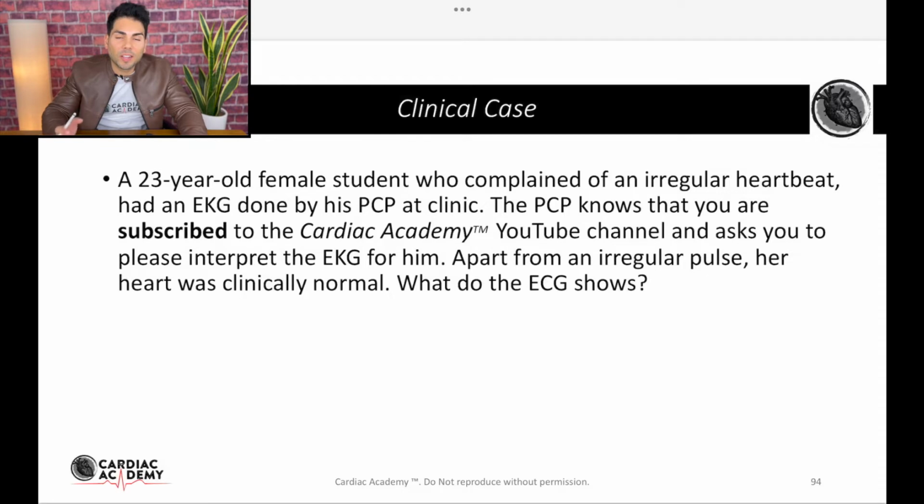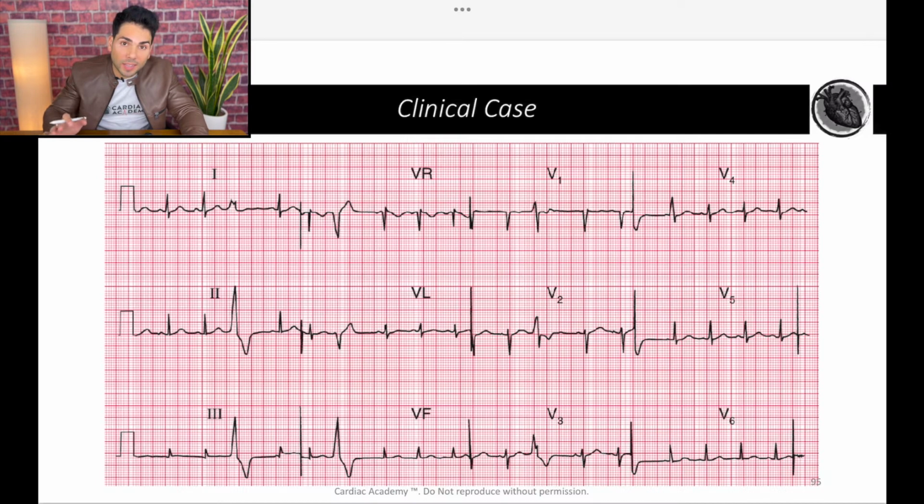Okay guys, let's do a clinical case together, okay? A 33-year-old female student who complained of an irregular heartbeat had an EKG done by his PCP at clinic. The PCP knows that you are subscribed to the Cardiac Academy YouTube channel and asks you to please interpret the EKG for him. Apart from an irregular pulse, her heart was clinically normal. What did the EKG show? All right. Okay, so again, like always, let's use our mnemonic, ERRATIC, okay? Let's start by writing our mnemonic in the corner.